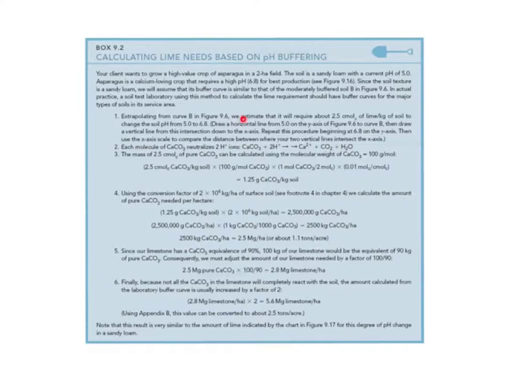and you'll see they got that from up here. We estimate that it will require about 2.5 centimoles of charge of lime per kilogram of soil to change the pH from 5 to 6.8. So it says, well, okay, that's neat to know, but how much does that actually weigh? How much does 2.5 centimoles of charge of pure calcium carbonate actually weigh? The molecular weight of calcium carbonate is 100. We get that from a periodic table of elements, and we find out that 1.25 grams of calcium carbonate per kilogram of soil will meet this requirement to get the soil from pH 5 to pH 6.8.